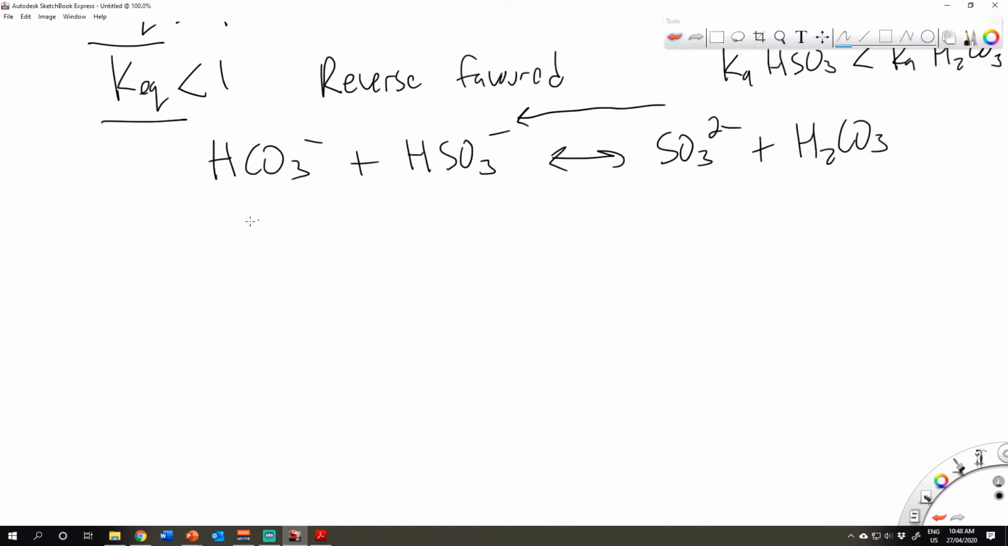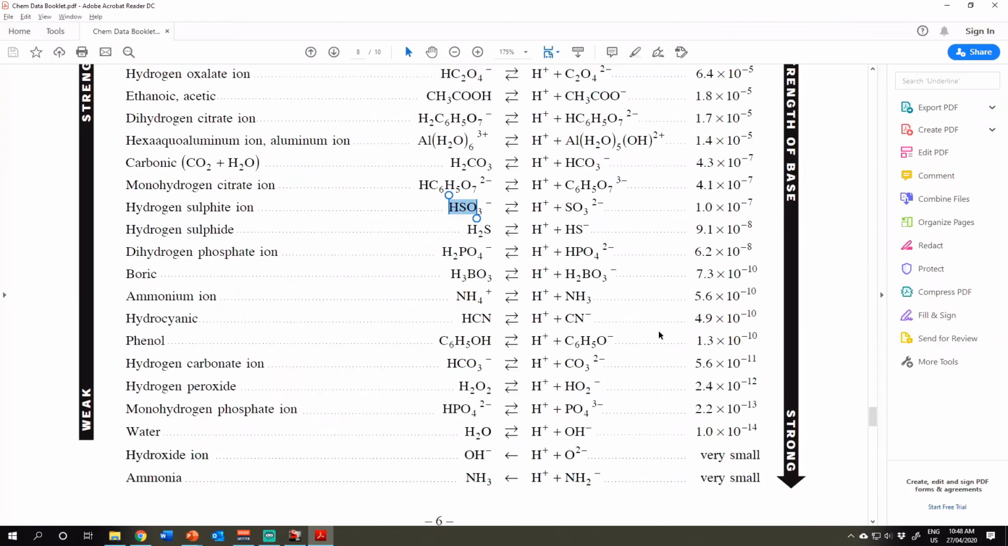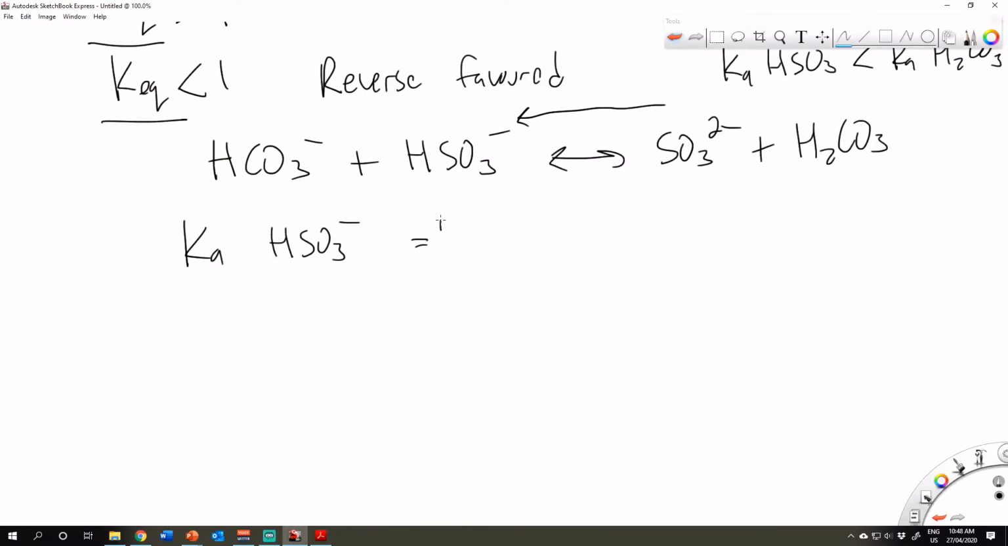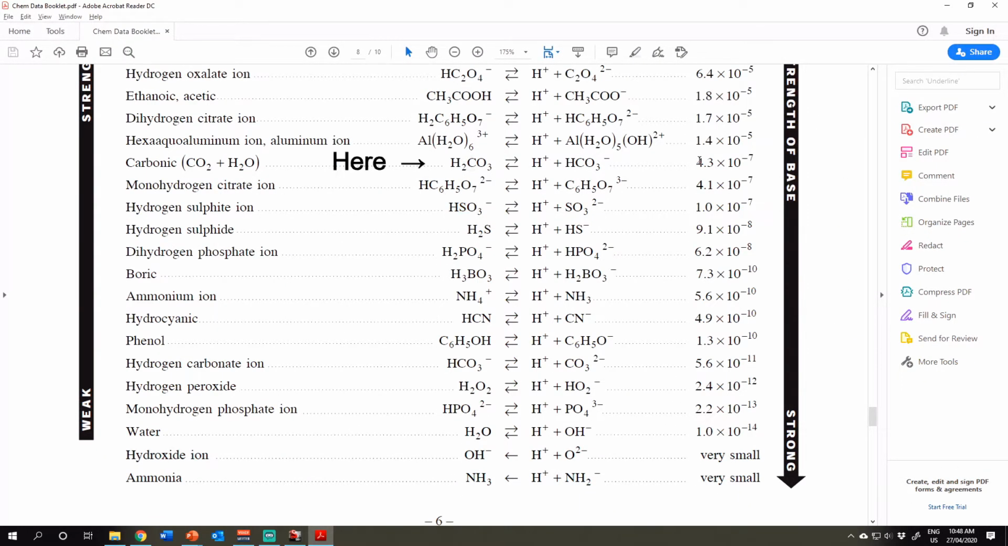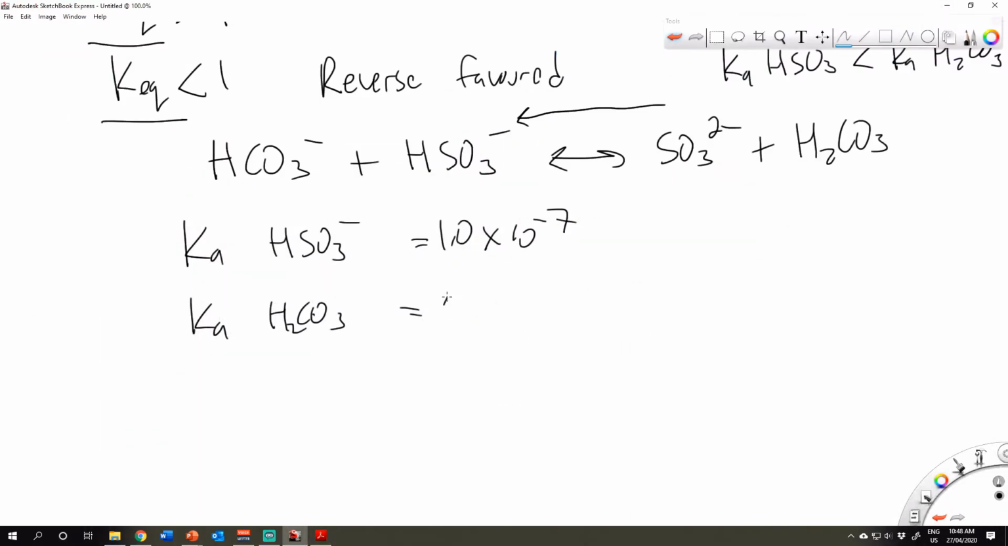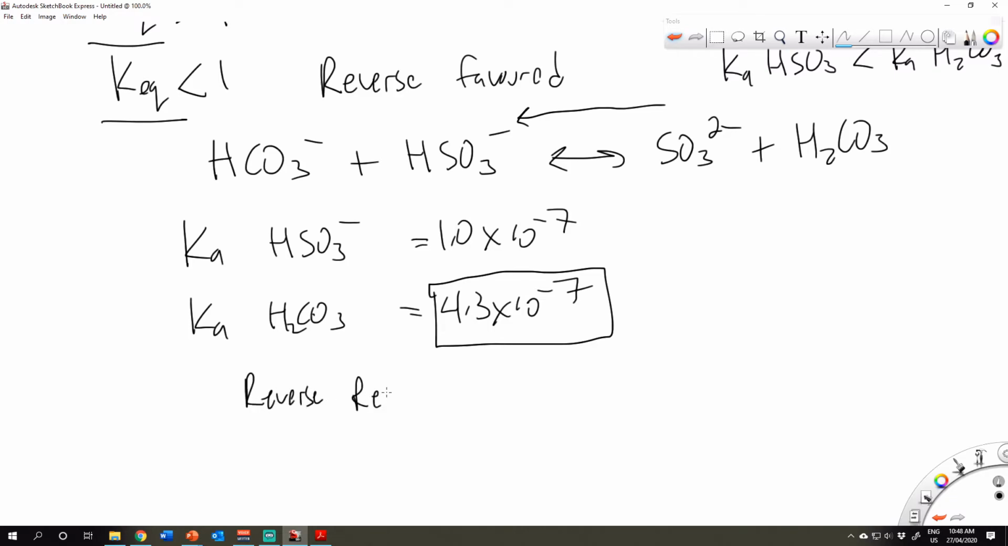So let's look. Ka of HSO3-, if I pull it up, is 1.0 times 10 to the negative 7. Then we'll look for the Ka of H2CO3. The Ka of H2CO3 is up here, 4.3 times 10 to the negative 7. So which number is bigger? This number is bigger, so the reverse reaction will be favored.